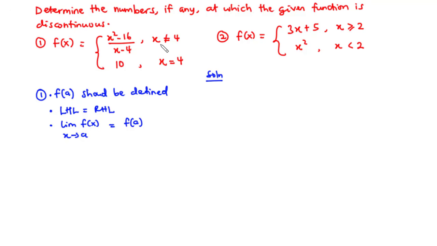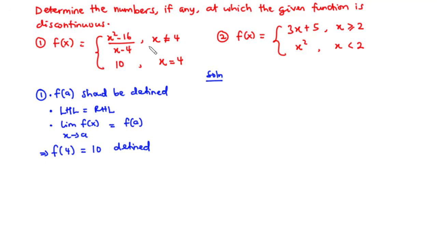So now let's move on to this question. Here we have x not equal to 4, x equal to 4. So we are going to investigate whether the function is continuous or discontinuous at x equals 4. Now from the function, we have f of 4, and that is equal to 10. Now this means that f of a is defined.